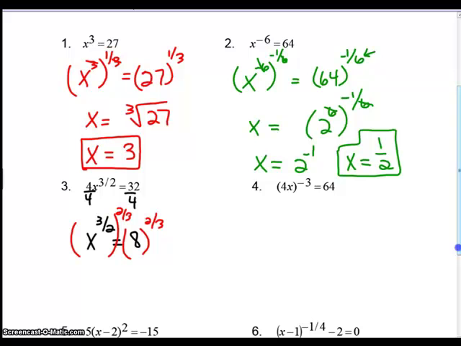Okay, so that cancels. x is equal to, now if we take 8 and rewrite it as 2 to the 3rd power, then this denominator will cancel. So 2 to the 3rd power to the 2/3 power. The 3's cancel. x equals 2 squared, which is equal to 4.